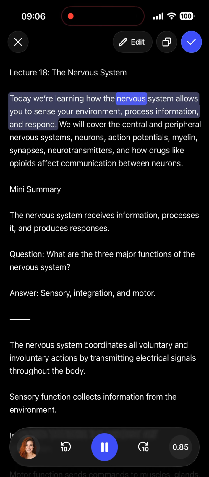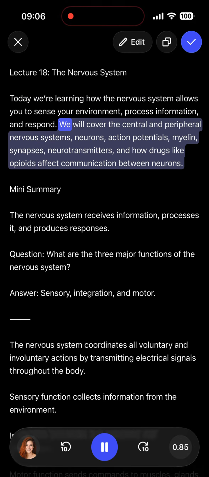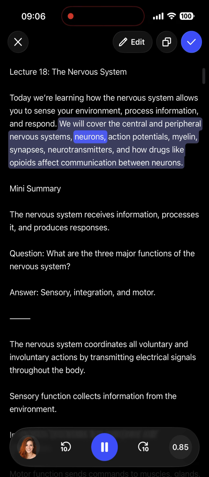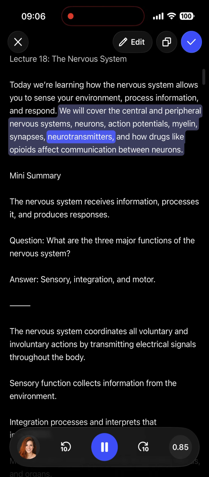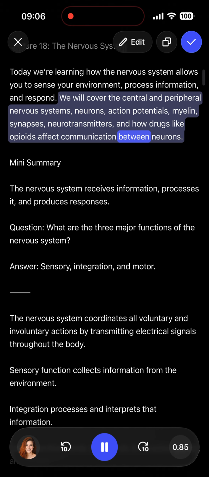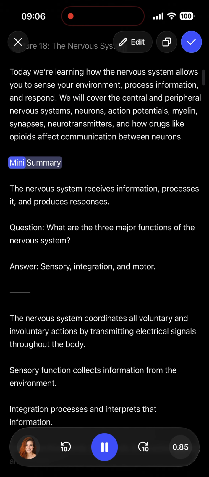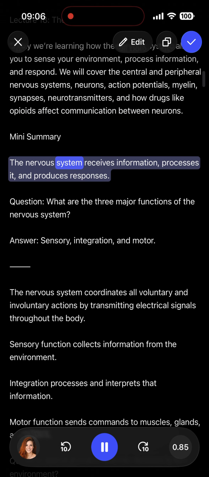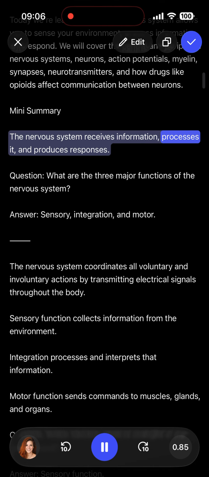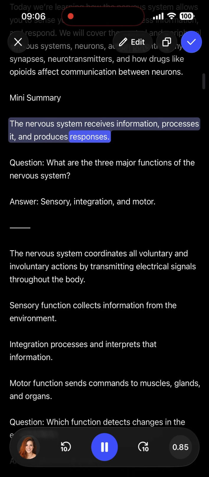Today we are learning how the nervous system allows you to sense your environment, process information, and respond. We will cover the central and peripheral nervous systems, neurons, action potentials, myelin, synapses, neurotransmitters, and how drugs like opioids affect communication between neurons. Mini summary. The nervous system receives information, processes it, and produces responses.